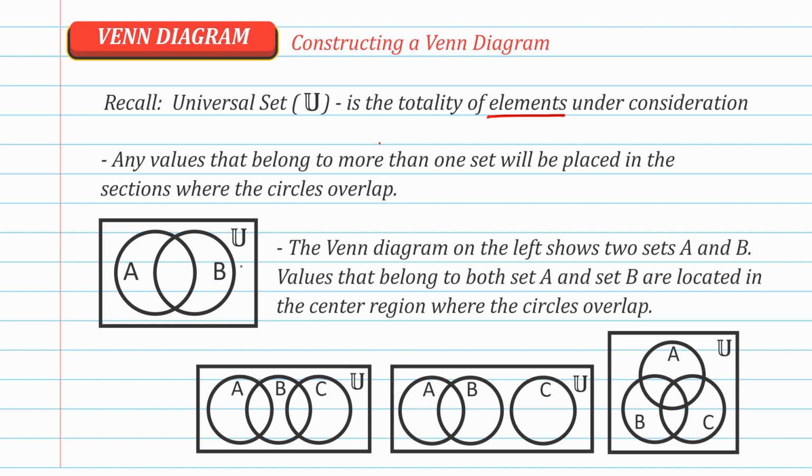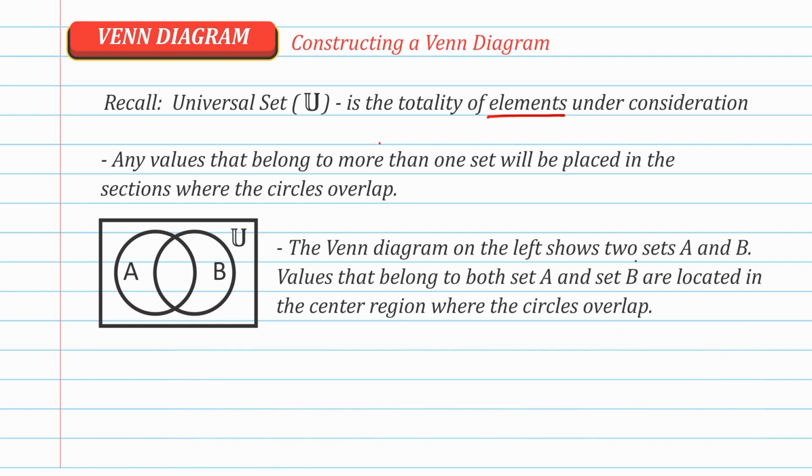Let's look at the Venn diagram on the left. Take note, we have 2 sets here. We have set A, ito yon, and also, we have set B, ito yon. Now, we have actually many regions in our Venn diagram. We have this region, we have this region, another region here, another region.